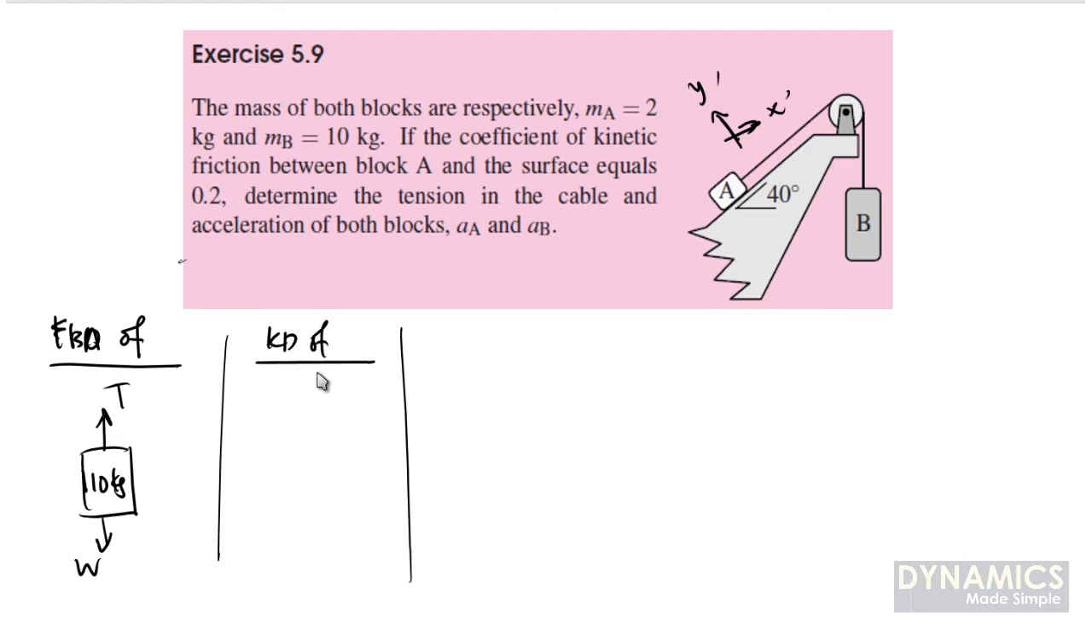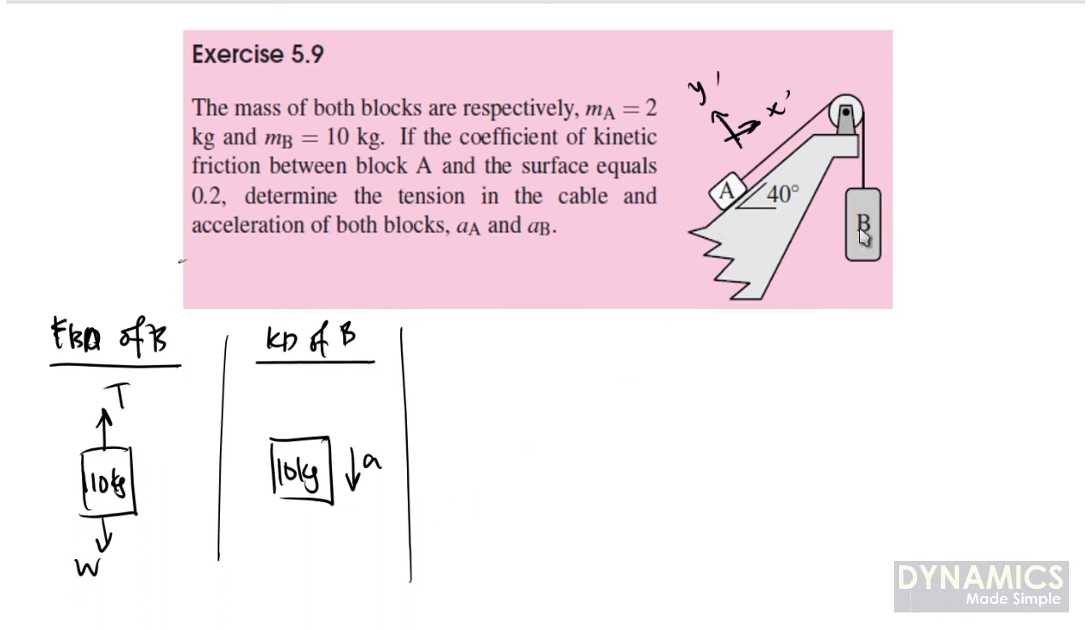So for the kinematic diagram of B, if we are saying A is moving upward, so B must be moving downward. It doesn't make sense that A moving upward, B is also moving upward. Okay, if A is moving upward, B must be moving downward. So the acceleration at B is downward.